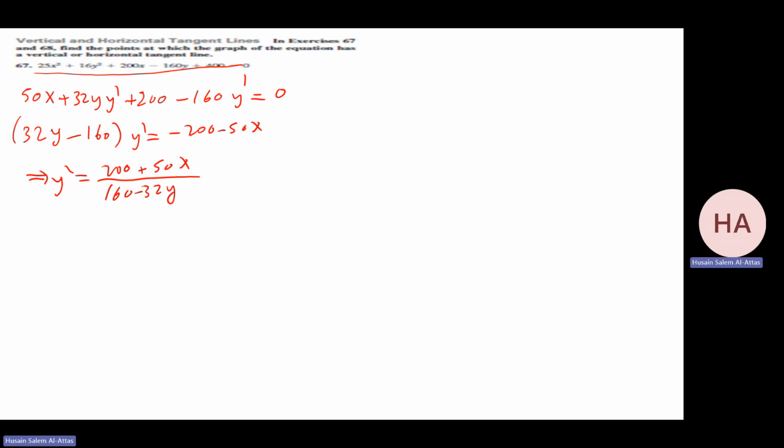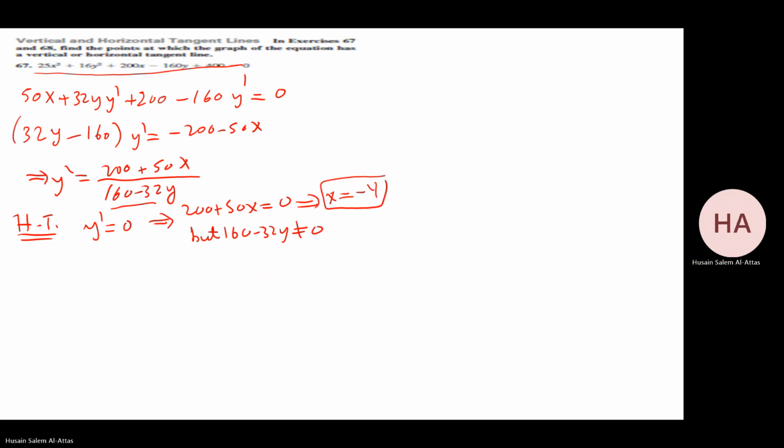Okay, horizontal tangent. I want y prime to be equal to 0. So that means 200 plus 50x equals 0. But be careful, 160 minus 32y should not equal 0. So I have the things defined. So 200 plus 50x equals 0. That means x equals what? Minus 4.